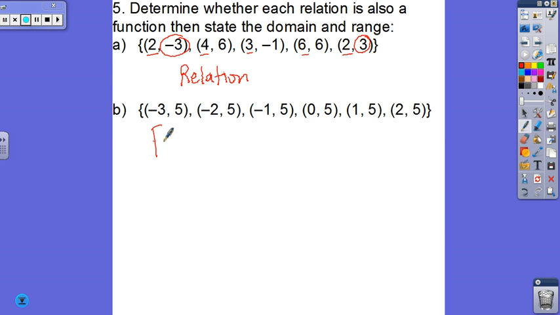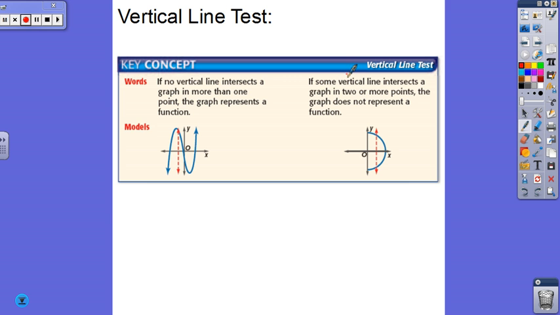This one is a function. Sorry about my pen malfunctions. Alright, when we're given a graph, the easiest way to determine whether or not it represents a function is to use the vertical line test. So in this case, if I draw a vertical line and sweep it across, and it doesn't intersect my graph more than once, then it would represent a function. If it hits it more than once, then it doesn't.